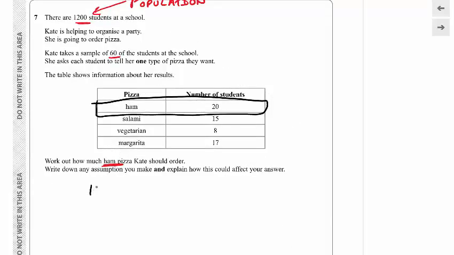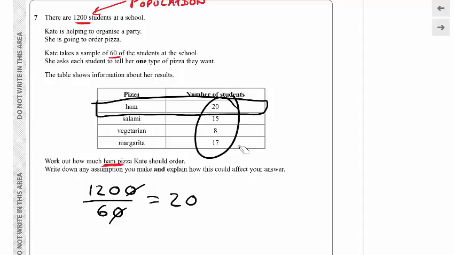How many times does 60 go into 1,200? That's just 1,200 divided by 60. Cancel off a 0: 120 divided by 6. That works out as 20, because 6 times 2 is 12, so 6 times 20 must be 120, just 10 times bigger. So in other words, I need 20 times each one of these amounts in order to cater for my full 1,200.